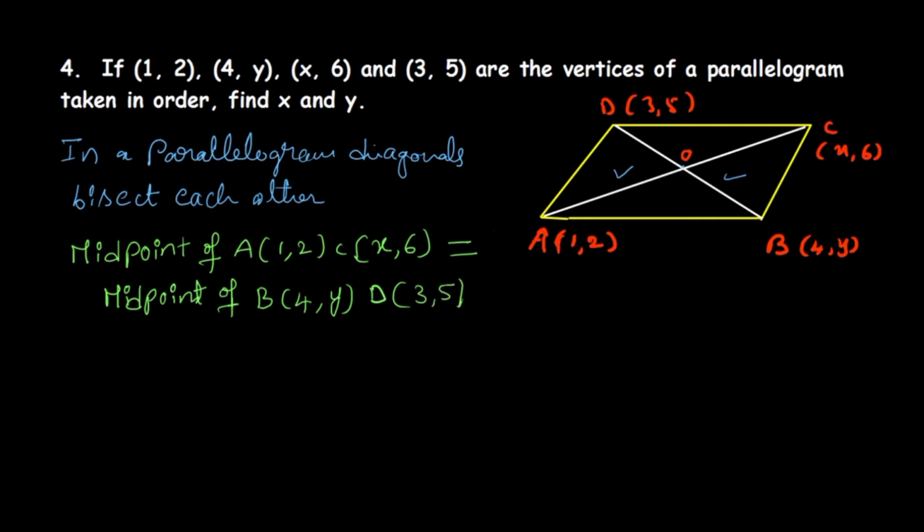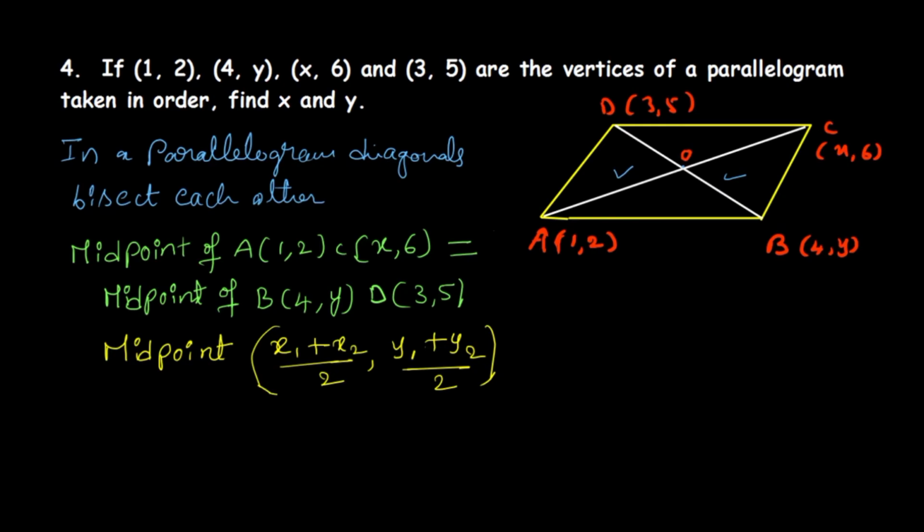So what is the midpoint formula? First we write the midpoint formula. The midpoint formula is ((x1 plus x2) by 2, (y1 plus y2) by 2). So this is the midpoint formula. Using this formula we can find out what x and y are here.